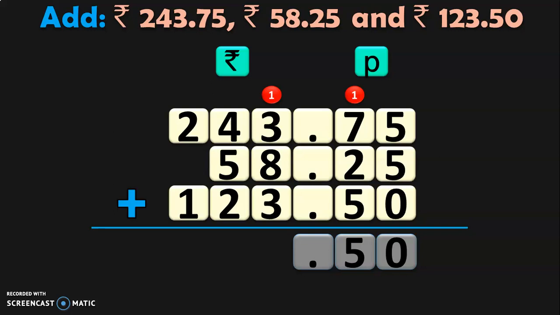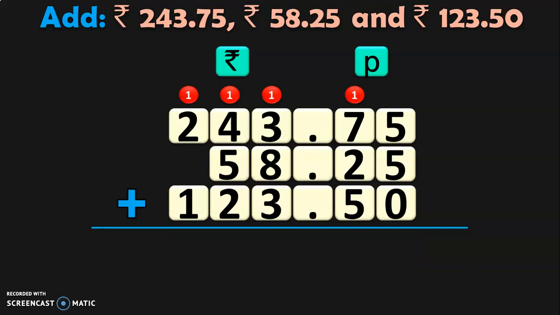1 plus 3 is 4. 4 plus 8 is 12. 12 plus 3 is 15. 5 carry over 1. 1 plus 4 is 5. 5 plus 5 is 10. 10 plus 2 is 12. 2 carry over 1. Next 1 plus 2 is 3 and 3 plus 1 is 4.